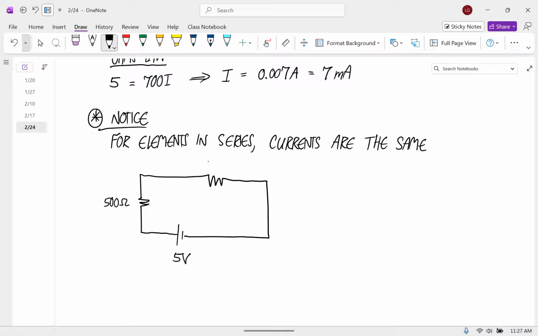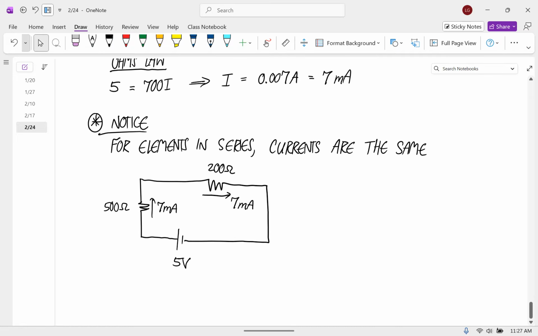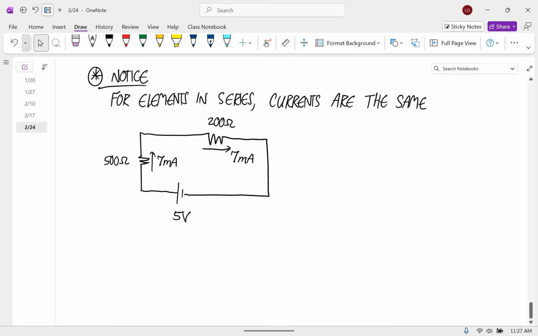This one was 200 ohms. We know that the current here is 7 milliamps. The current here is 7 milliamps. And now I can use Ohm's law for each to calculate the voltage. So Ohm's law for each.